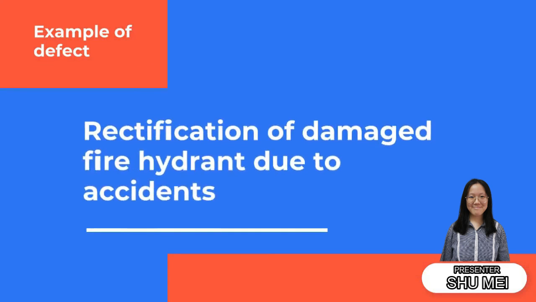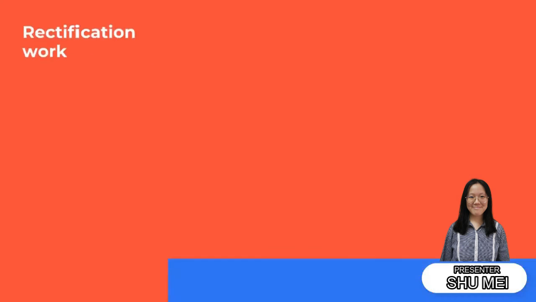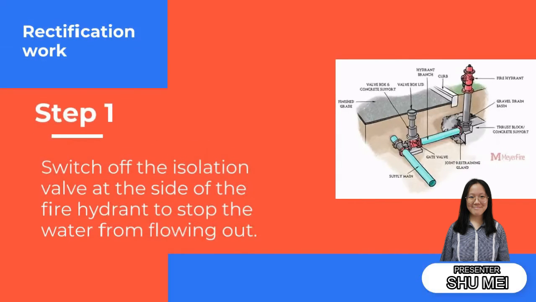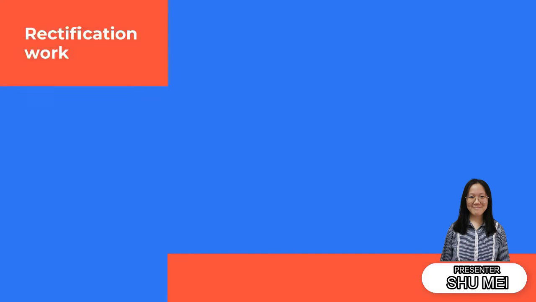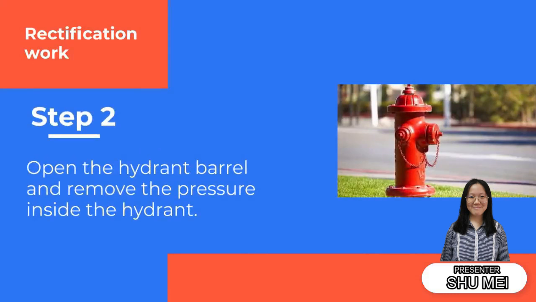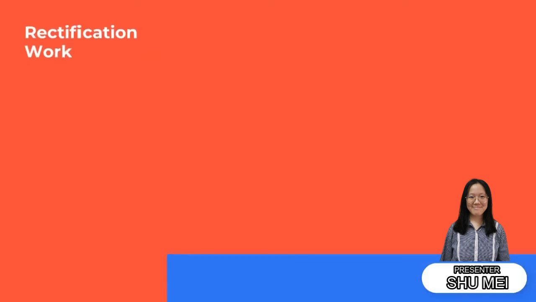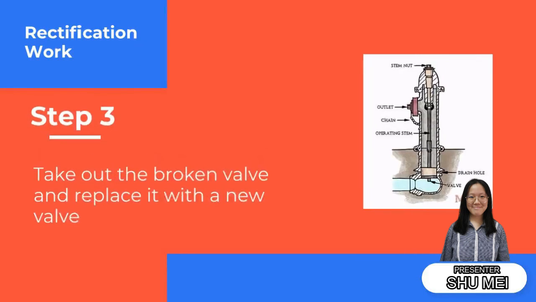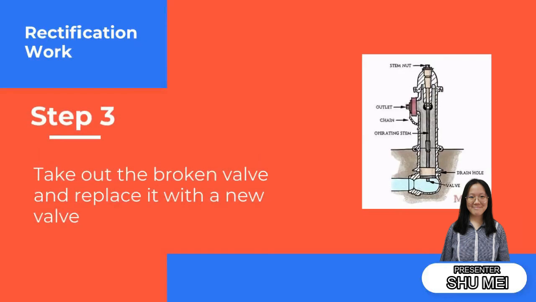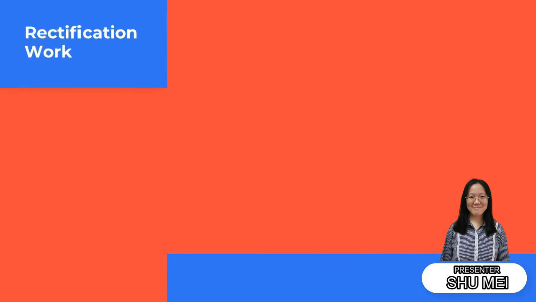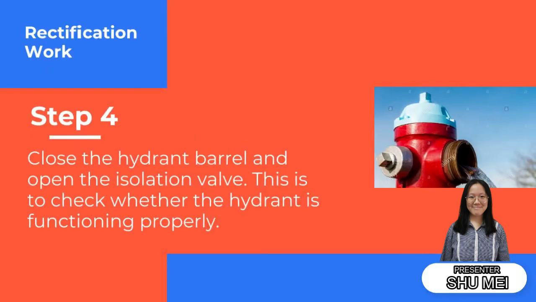Rectification of damaged fire hydrant due to accident. Step 1. Switch off the isolation valve at the side of the fire hydrant to stop the water from flowing out. Step 2. Open the hydrant barrel and remove the pressure inside the hydrant. Step 3. Take out the broken valve and replace it with a new valve. Step 4. Close the hydrant barrel and open the isolation valve.